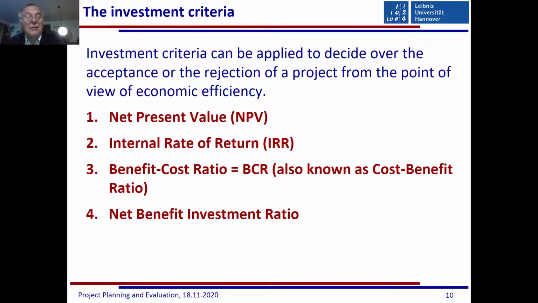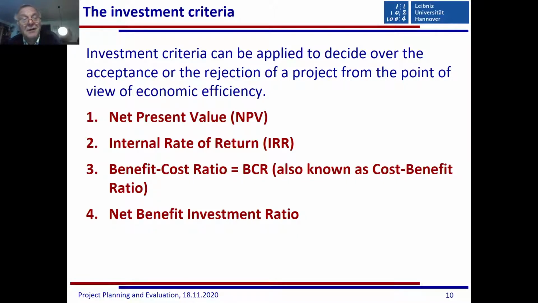So now let's look at the investment criteria. This is the 4 that you need to remember. The net present value, the internal rate of return. So net present value, simply say NPV, and then internal rate of return, IRR, and then benefit cost ratio, BCR. So later this will become like very common words to you. And then we still have a 4th one, and that's a net benefit investment ratio. We'll talk about that later.